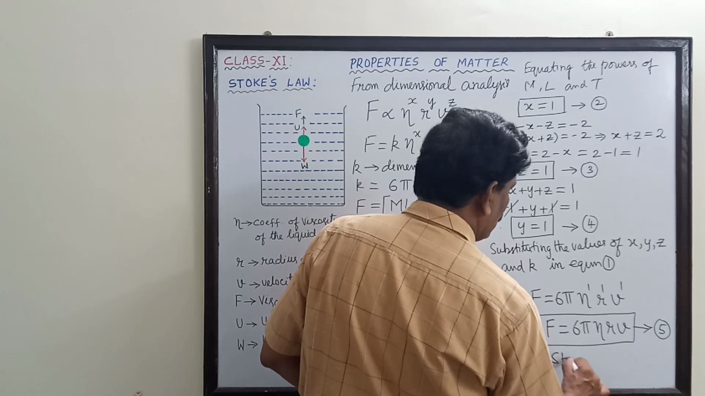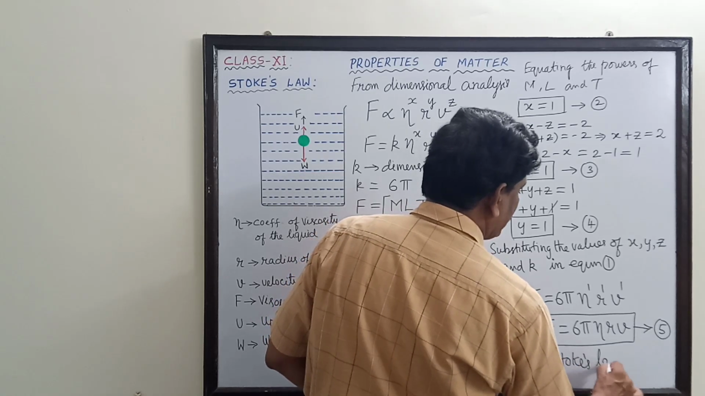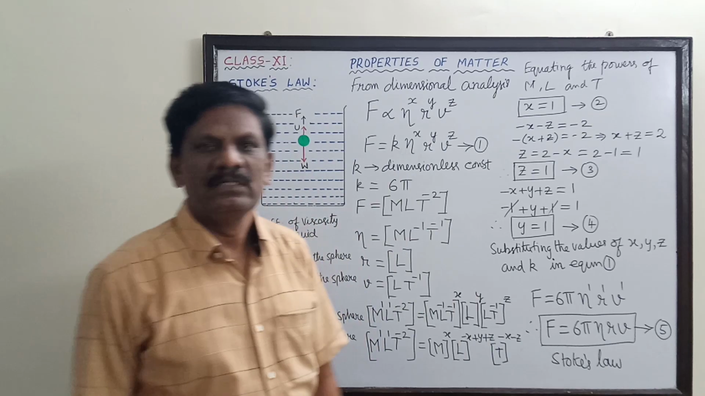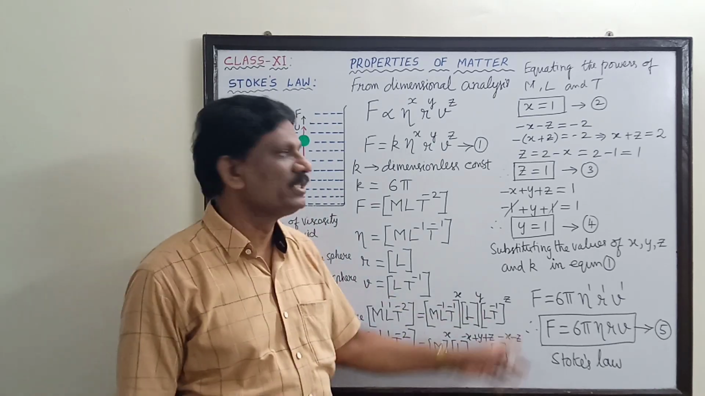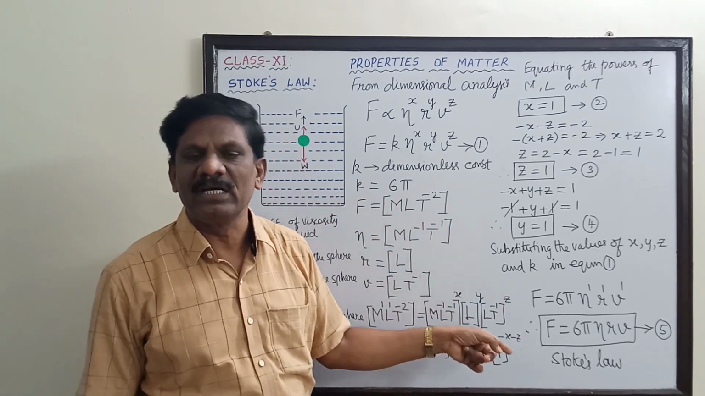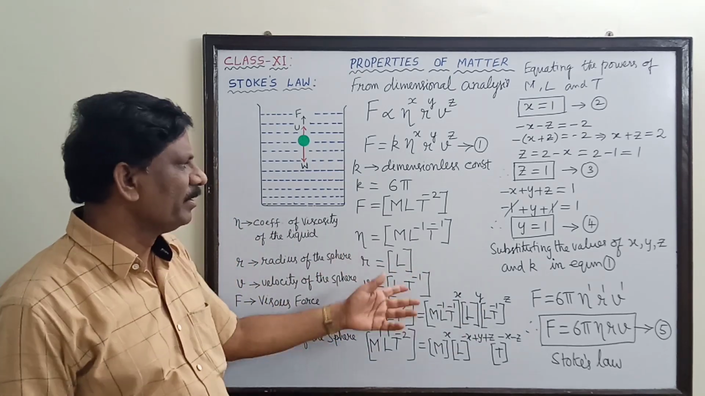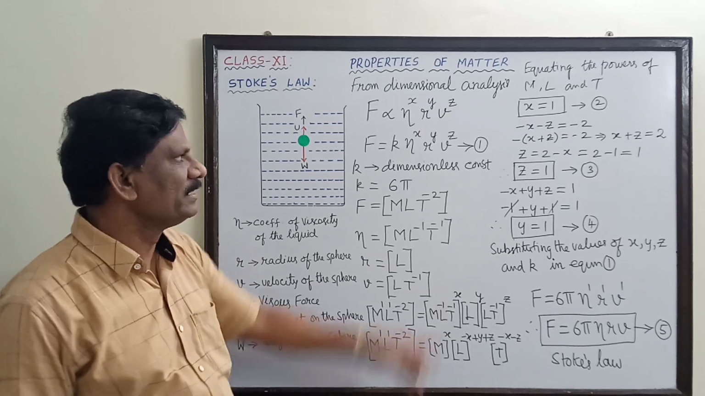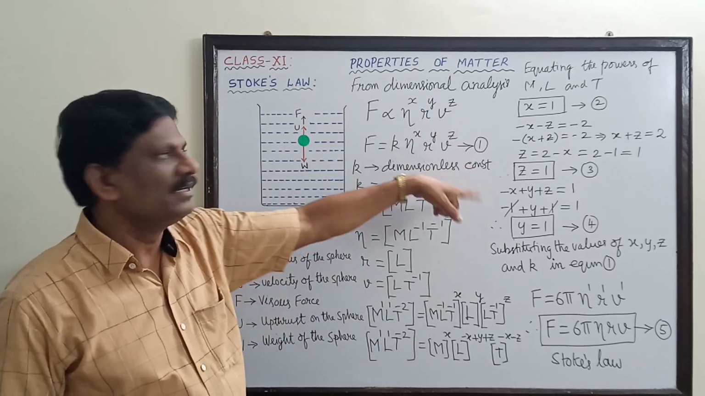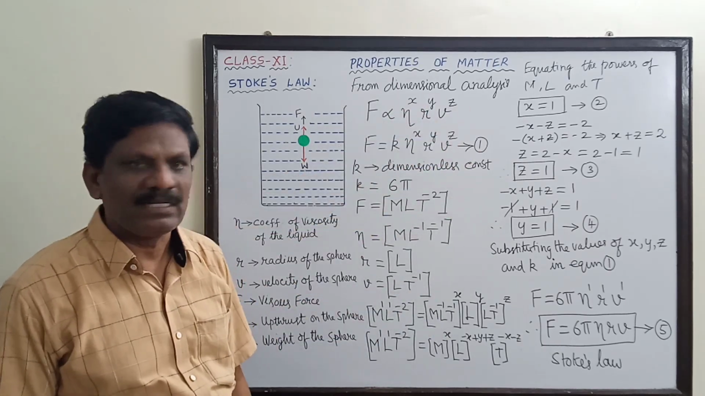So this is the final equation number 5. This only is called Stokes' law. This is very important. This question will be asked in the board examination for 3 marks. So you should be thorough with this derivation. Sometimes it may be asked in 5 marks also, because it involves so many steps of dimensional analysis.